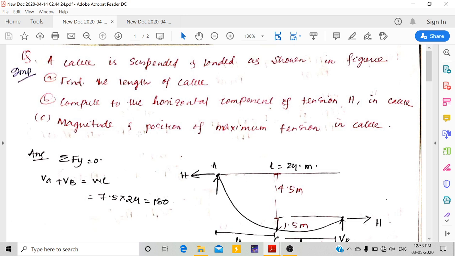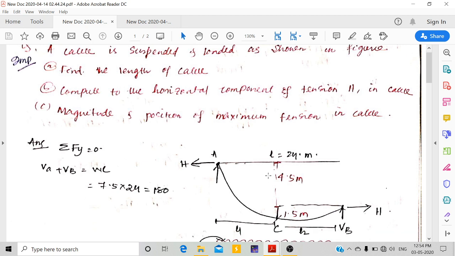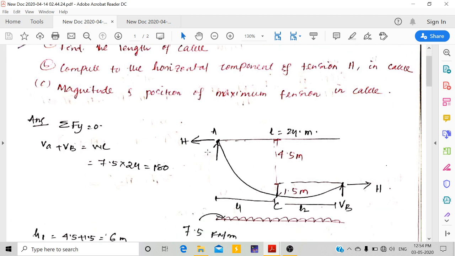So in this question it is asked to find the length of the cable, compute the horizontal component H, and the magnitude and position of the maximum tension in the cable. It means where we are getting the maximum tension and where we are getting the minimum tension. So first thing first, as you can see the supports are at different levels, and the supports are separated by 24 meter, right?